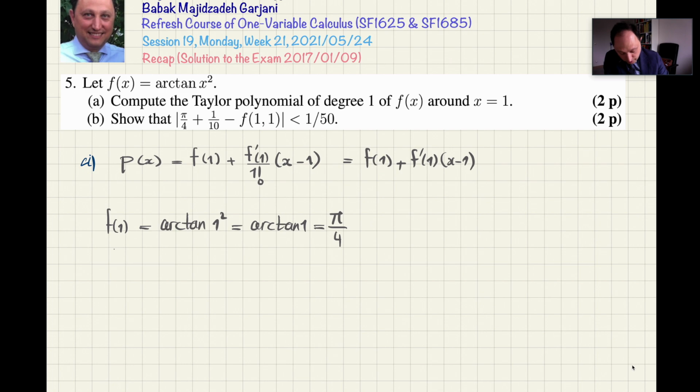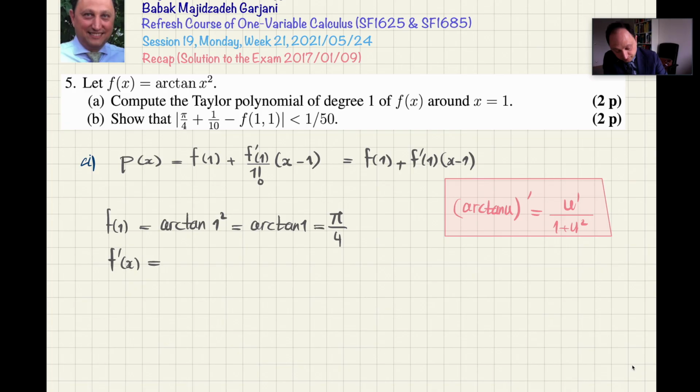For the second part, first I need to differentiate the arctangent function. Hopefully you remember that the derivative of arctangent of u is u prime divided by 1 plus u squared. That is the formula for the derivative of arctangent. So I apply this here. The derivative of u becomes 2x divided by 1 plus u squared, which is 1 plus x to the 4. And then I am supposed to calculate f prime of 1, so I replace x with 1. And the answer becomes equal to 1.